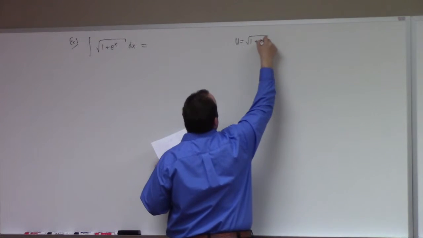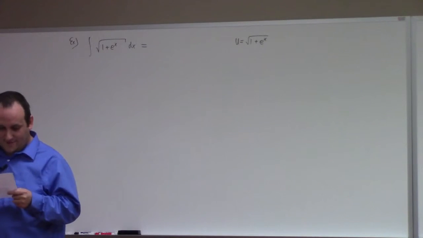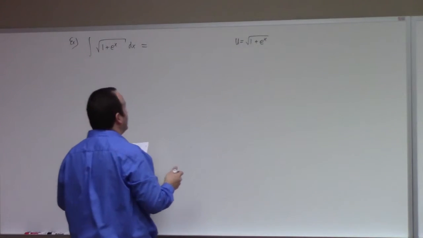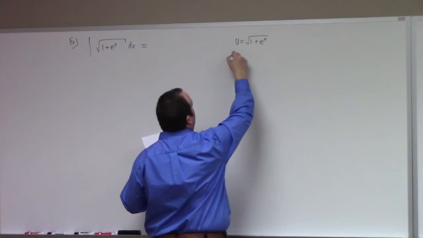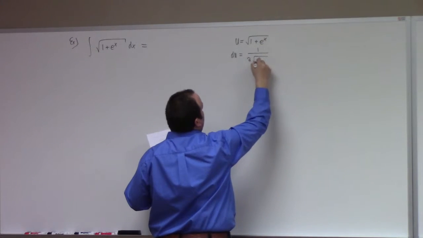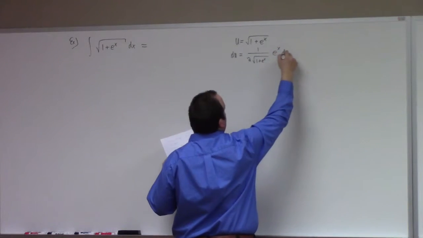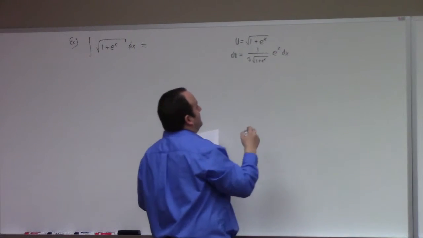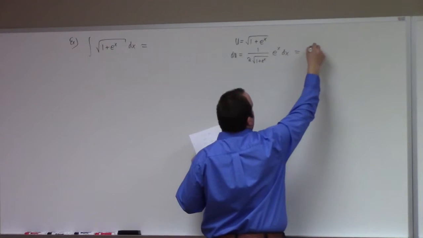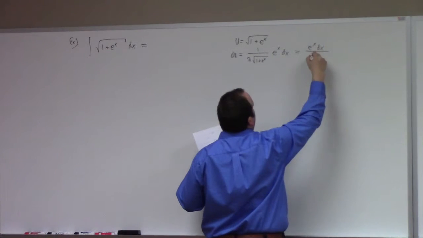So let's see here. So du is what? 1 over 2 times the square root of 1 plus e to the x, right? Times e to the x dx. Which is what? This is u again, right? So I've got e to the x dx over 2u.